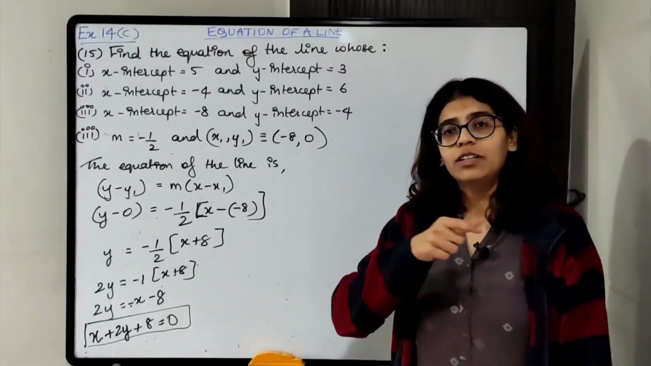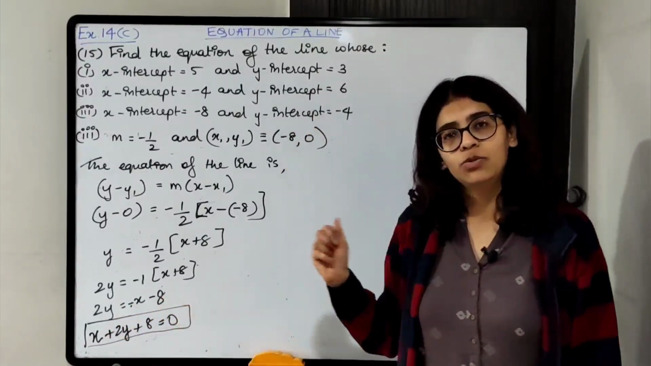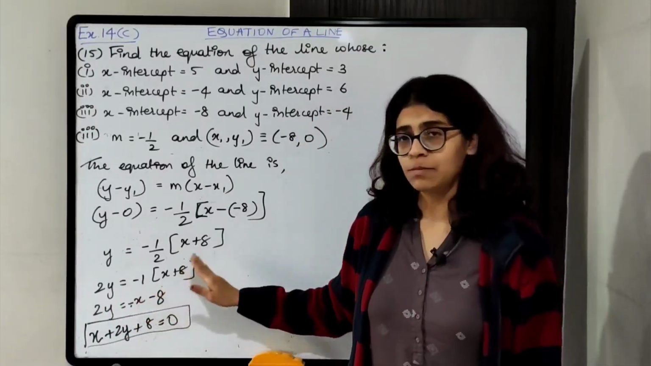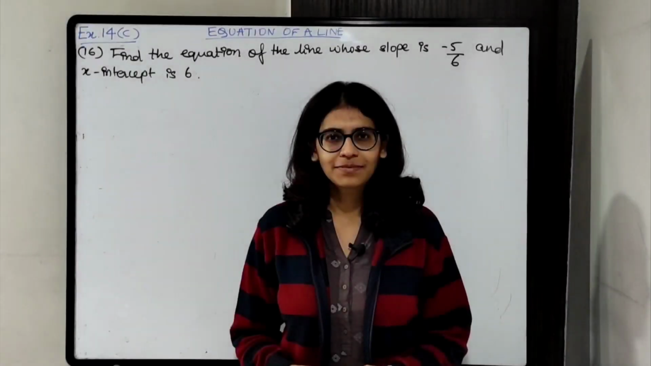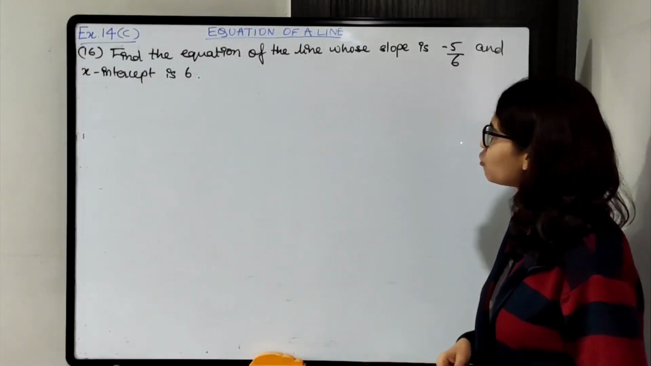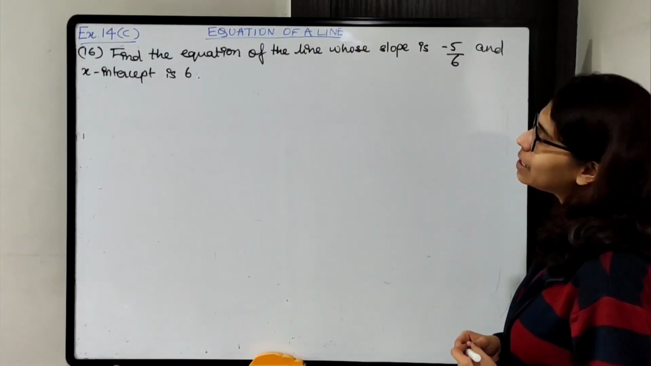After this, you have to write down the statement. The equation of the line is x plus 2y plus 8 equal to 0, or 2y is equal to minus x minus 8. Next question, question number 16. Find the equation of the line whose slope is minus 5 upon 6 and x-intercept is 6.